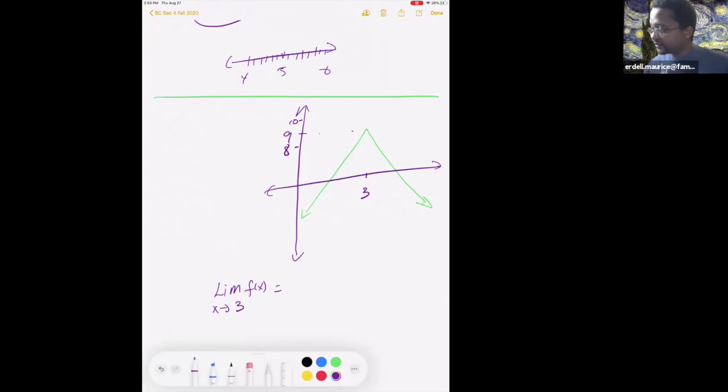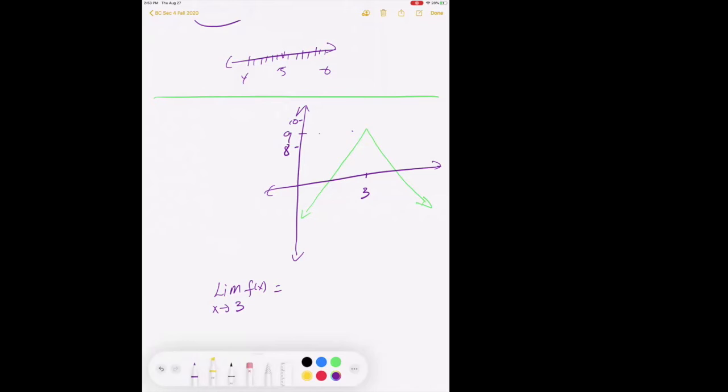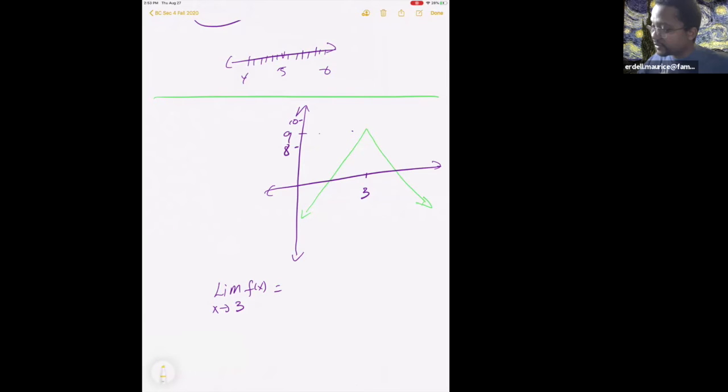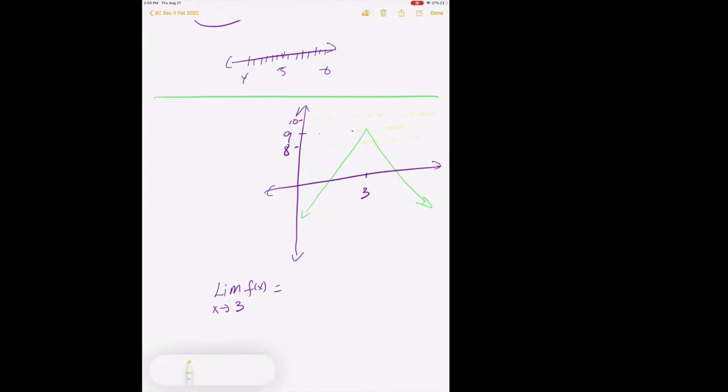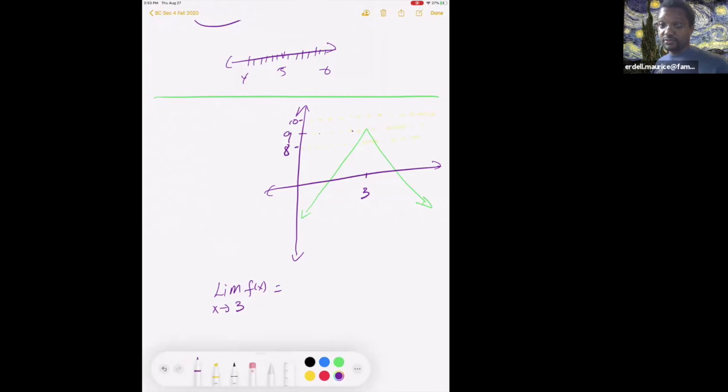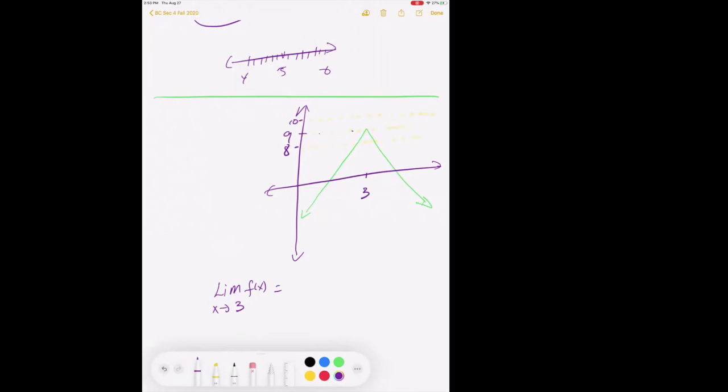For some reference, 8 is right here, 9 is right here, and 10 is right here. Anybody want to try and tell me what the answer is? 8, 9, or 10? It's one of them. 9. You sure? I can make a guess. No, it's 9.